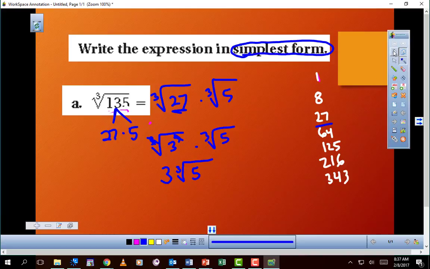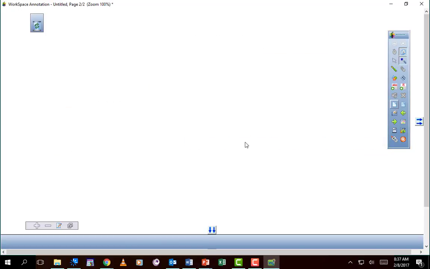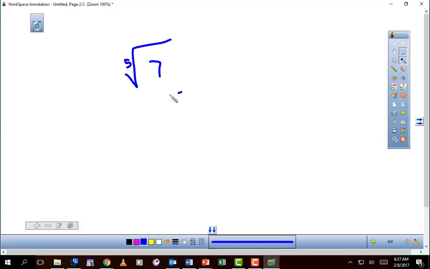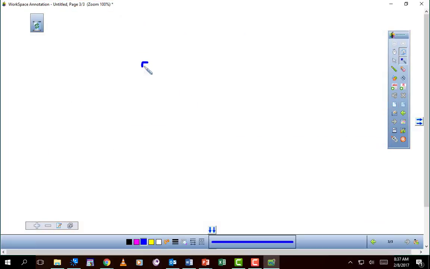Okay, so let's continue, and then we have this one here, and I would like to show this one a little bit slower. So we had the fifth root of 7. I think it was a fifth root. Oh yeah, fifth root. Okay, so fifth root of 7 over the fifth root of 8.